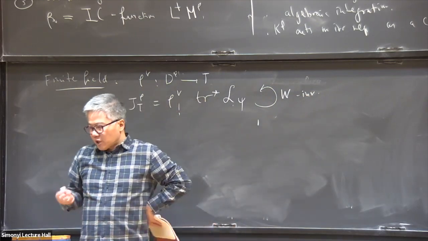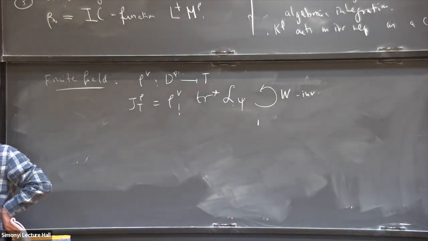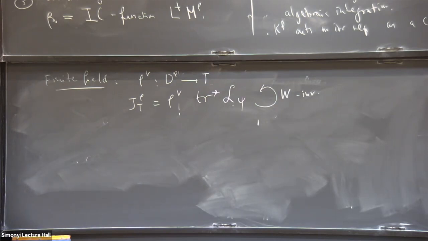So when you have W invariance on the torus, you can make a perverse sheaf, right? First restrict to the regular semisimple elements. And so we have this diagram.